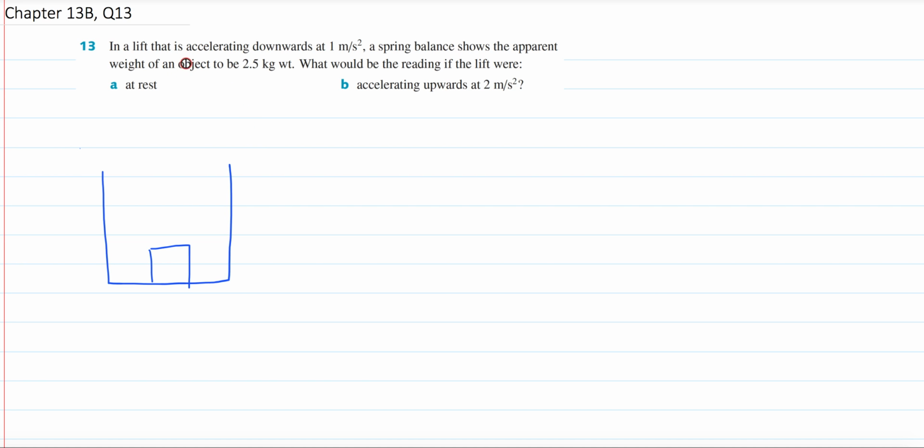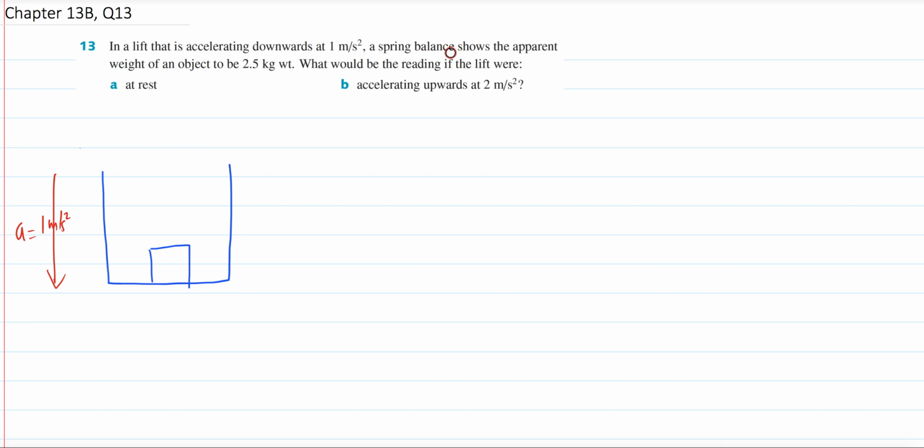Question 13. In a lift that is accelerating downwards at 1 meter per second square, with these type of questions, I always recommend you draw the diagram. We have a lift here. I've already drawn some parts of it for you, and it's accelerating downwards, so it's going down at 1 meter per second square. Okay, that's what we know.